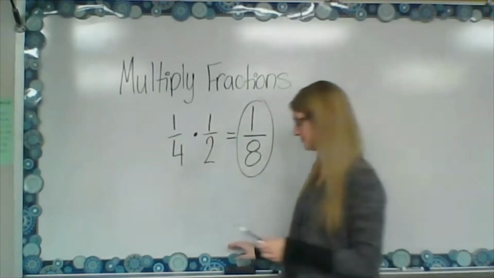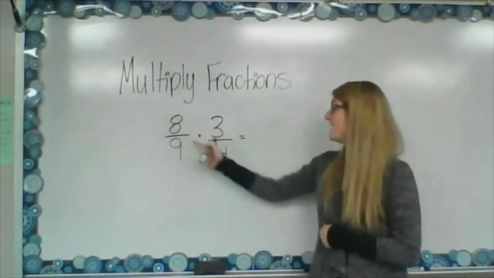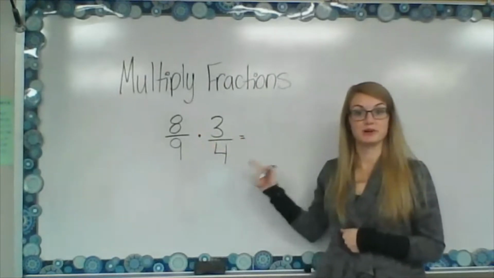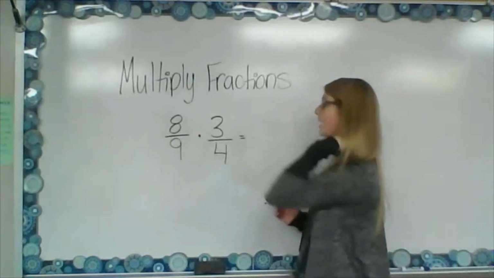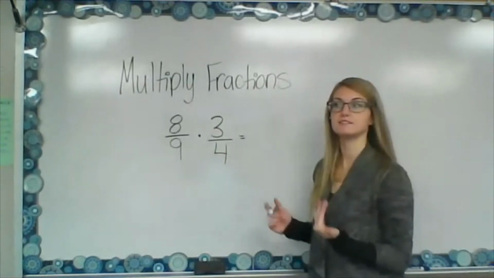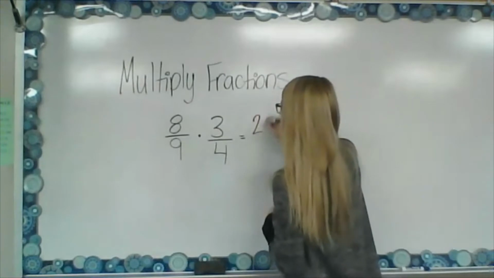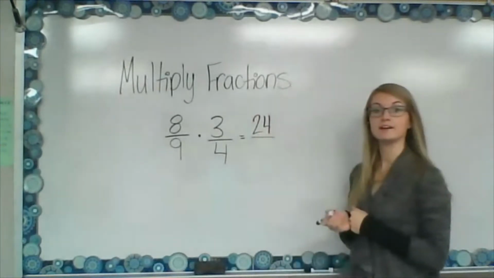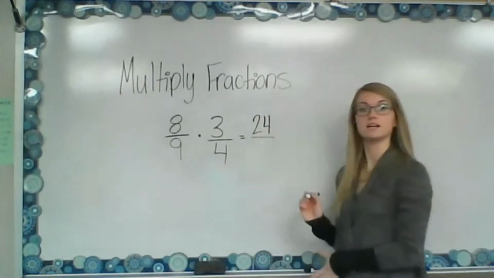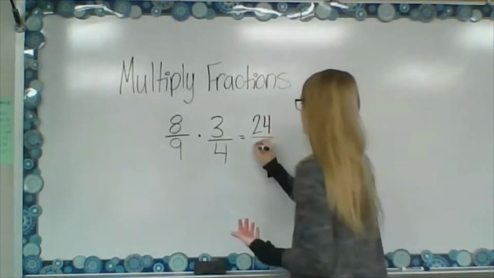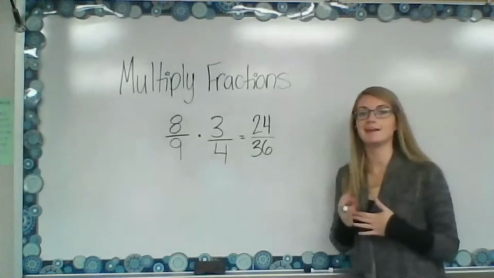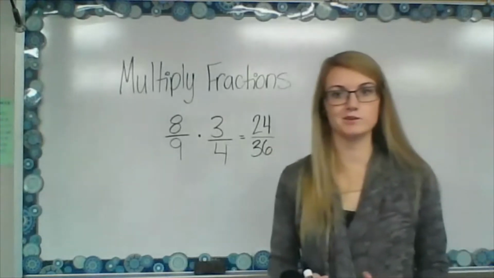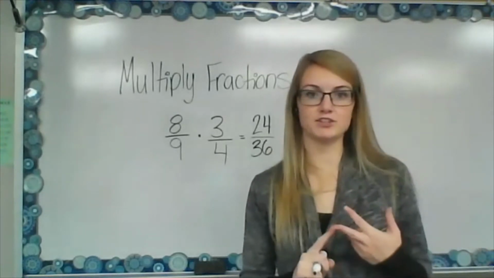Okay, here's another one. The next one I have, 8/9 times 3/4. So we're going to do the exact same thing. Multiply my numerators. So I have 8 times 3, which is 24. So that's my new numerator. And what's 9 times 4? 36. So I have 24/36. Can I make that any smaller? Is there a number that goes into 24 and 36?